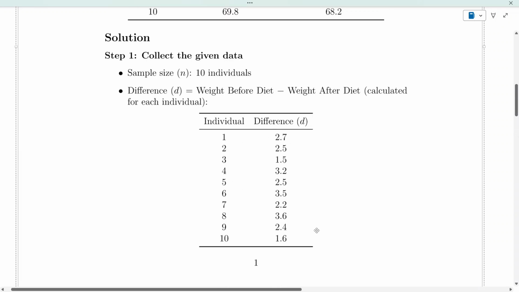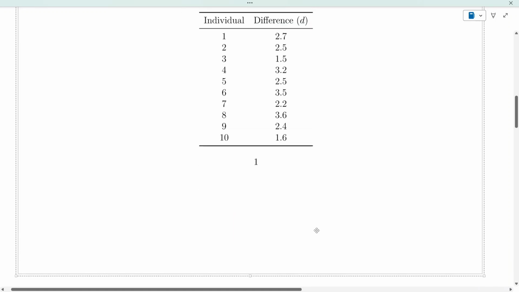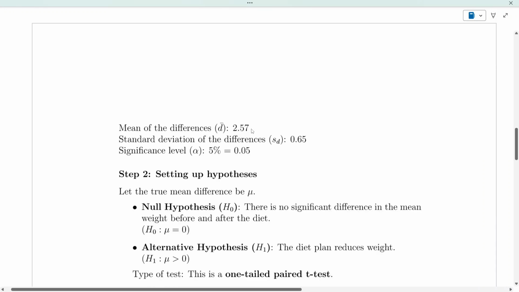The sample mean d-bar and the sample standard deviation of these 10 differences are calculated using Excel, or you can calculate the mean and the standard deviation using any other calculator. The sample mean d-bar is 2.57, and the sample standard deviation is 0.65. Also, for this problem, we assume the significance level alpha to be 5%.